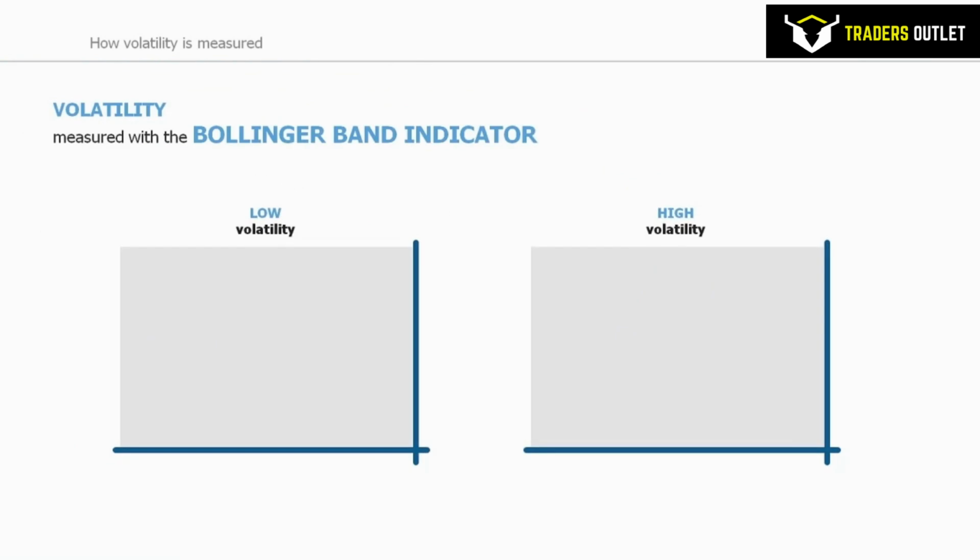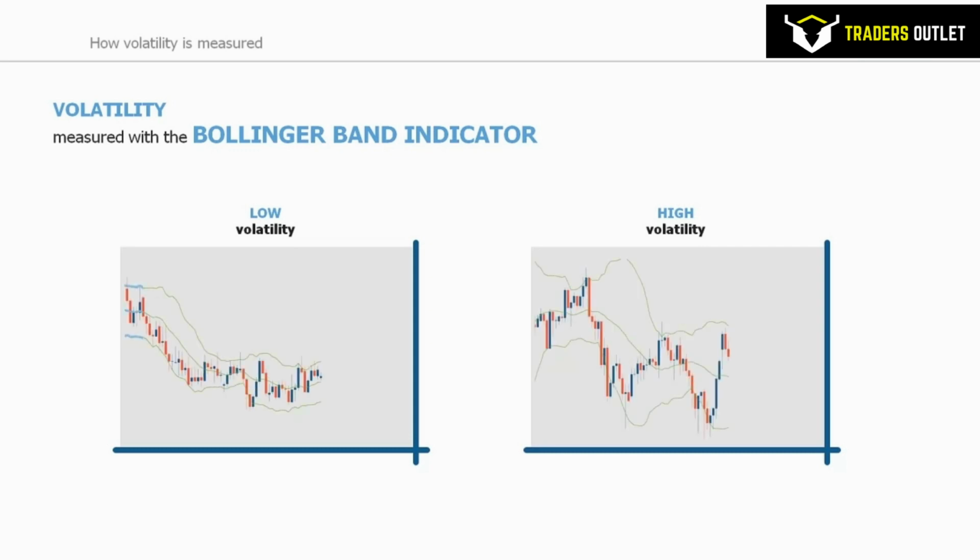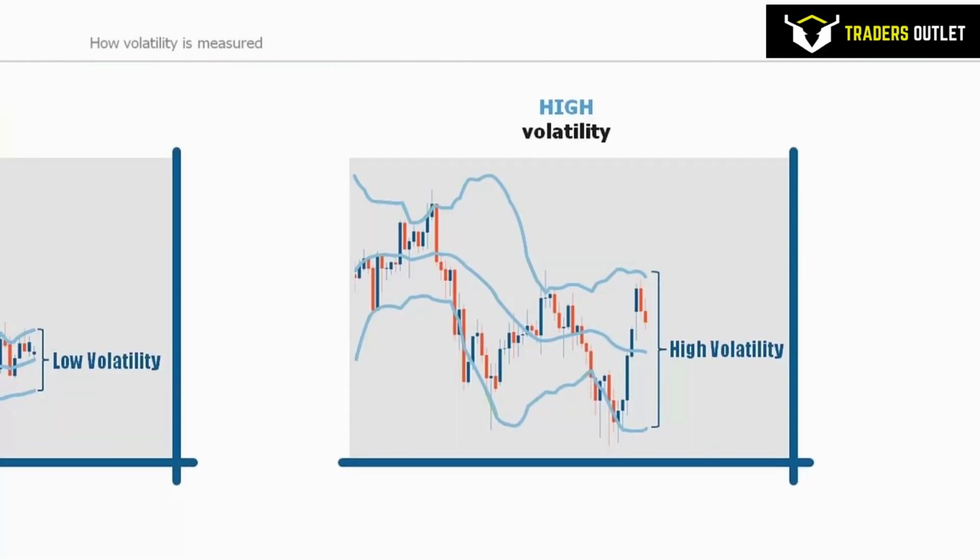Another very common tool used to measure volatility is the Bollinger Band indicator. Bollinger Bands display the volatility slightly differently. Several lines are applied to the price action which squeeze together when volatility is low and expand when it increases. An asset with expanded bands has a high volatility.